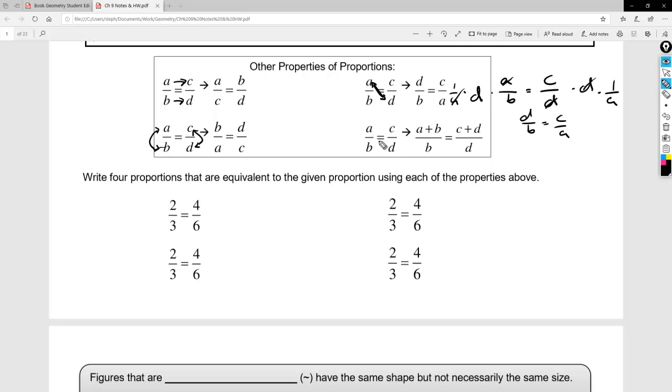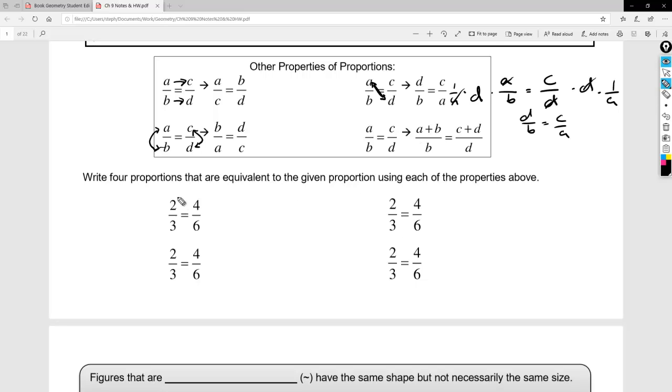And then the last one is, if I add the denominator again to the top, it doesn't actually change the proportion. So it doesn't really matter. The ratios will remain intact. So let's practice using our properties here. With these four, let's practice each of the four properties that we just talked about.